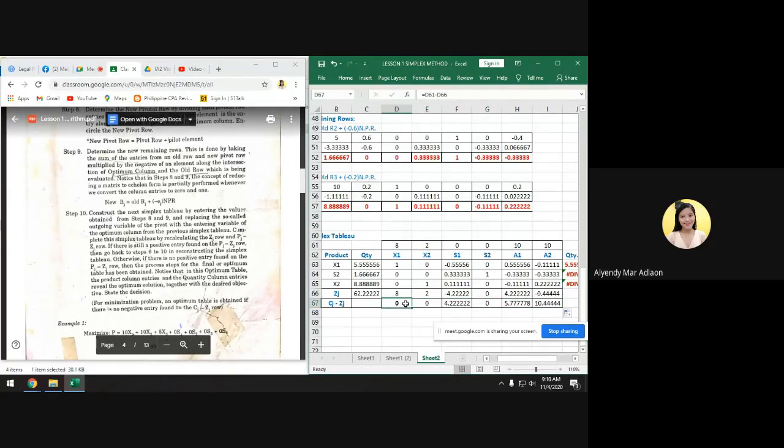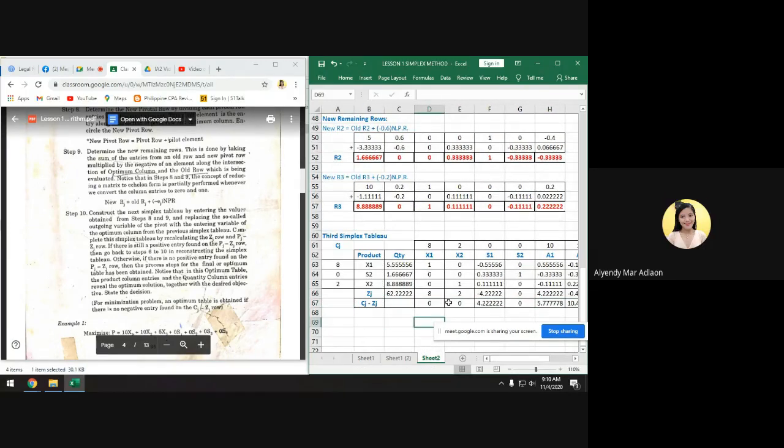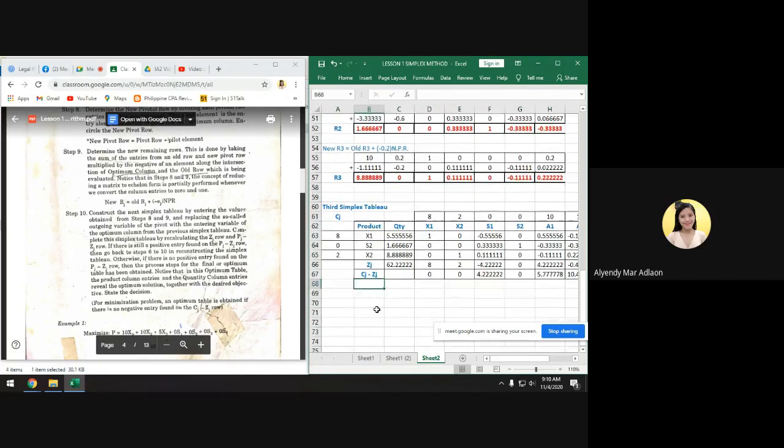Okay. So class, what are we going to look for here? We are going to search for the most negative entry. Now since by this time we did not see any negative, so we cannot proceed, and that means that this is already our optimum table. Meaning in this table, this is where we will get our decision.